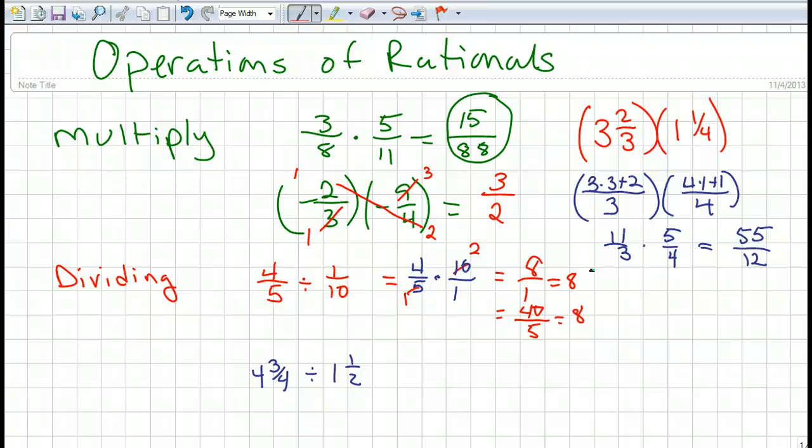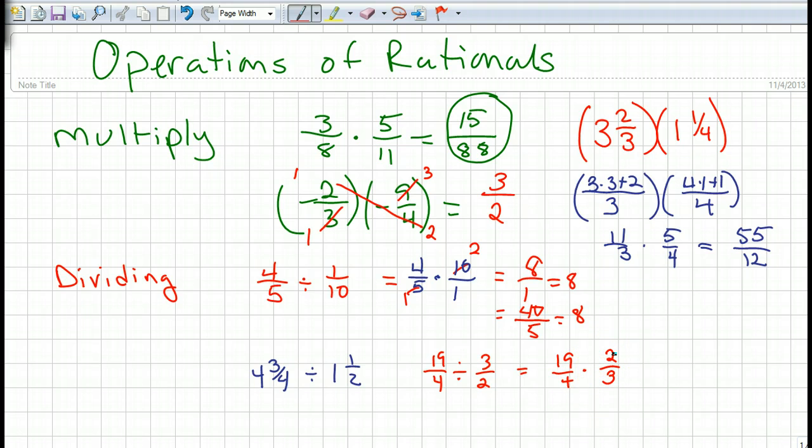So let's do the same thing now, looking at this next mixed number. We have 4 times 4 plus 3. 16 plus 3 is 19/4. So we have to change it to our improper fraction. Divided by 3/2. What's the next thing I'm going to do? Yep, second fraction. Yep, we're going to flip that one, so it'll be 2/3.